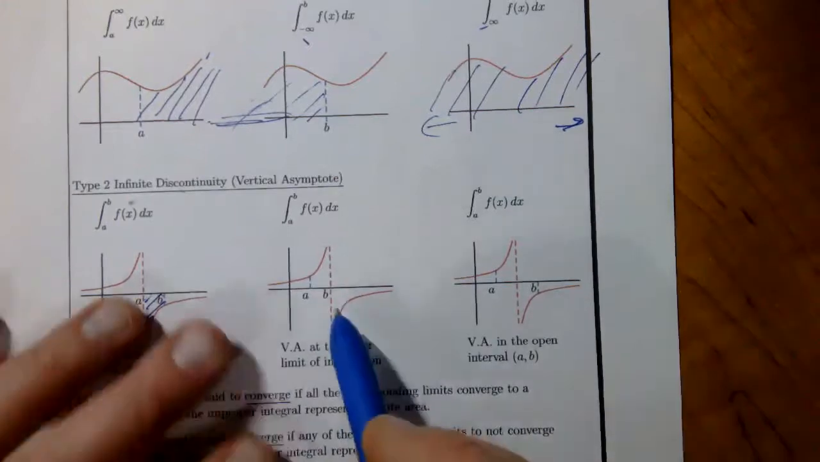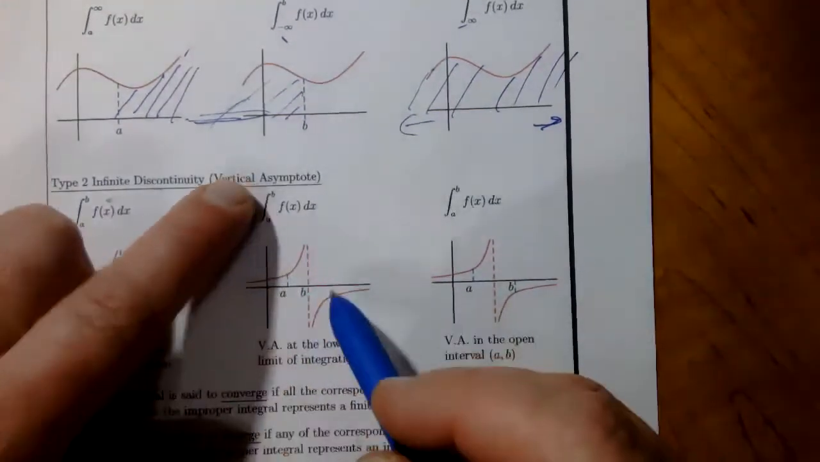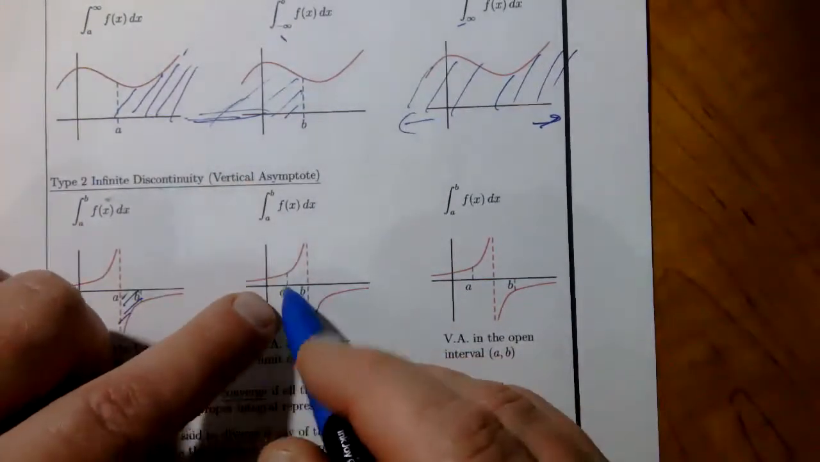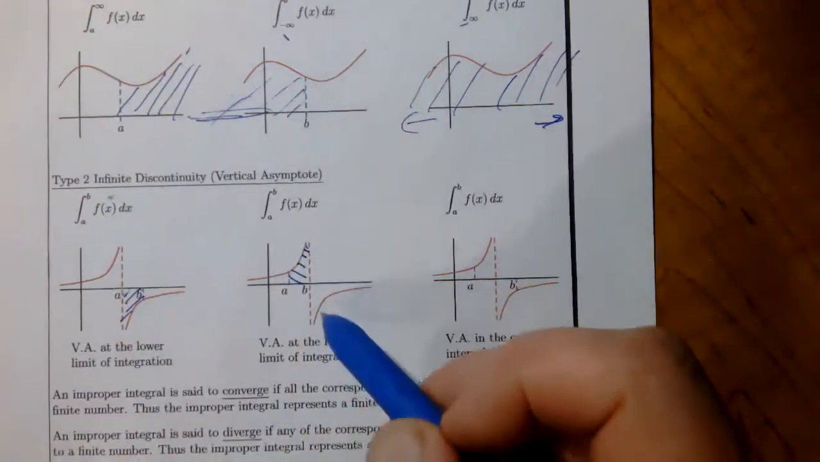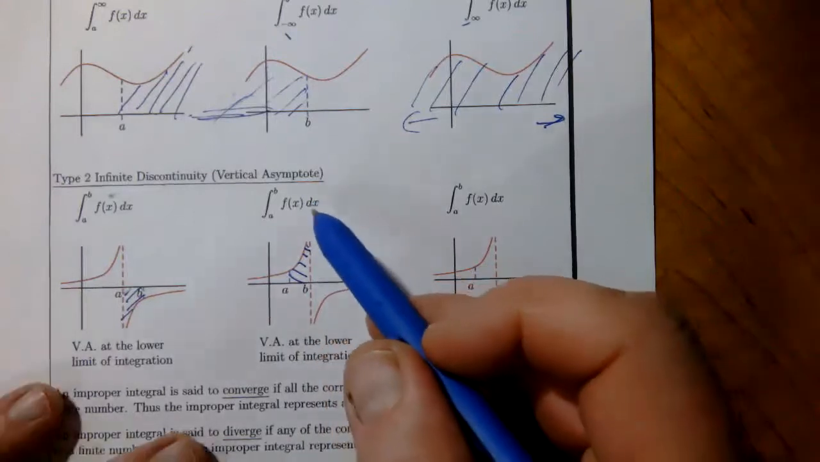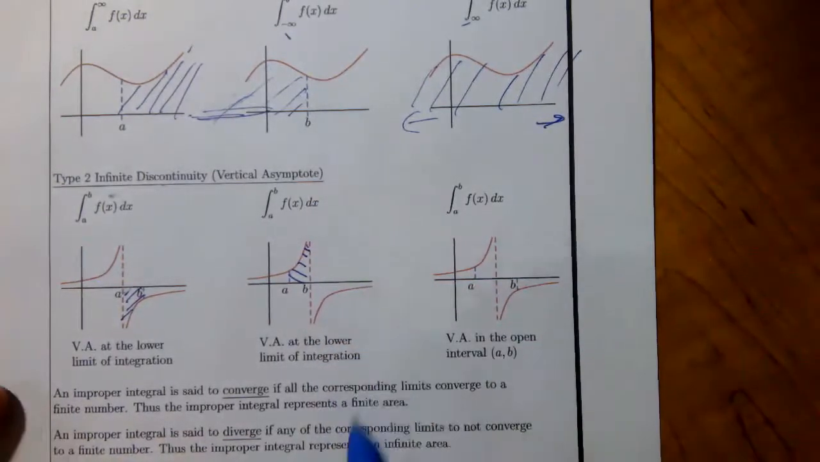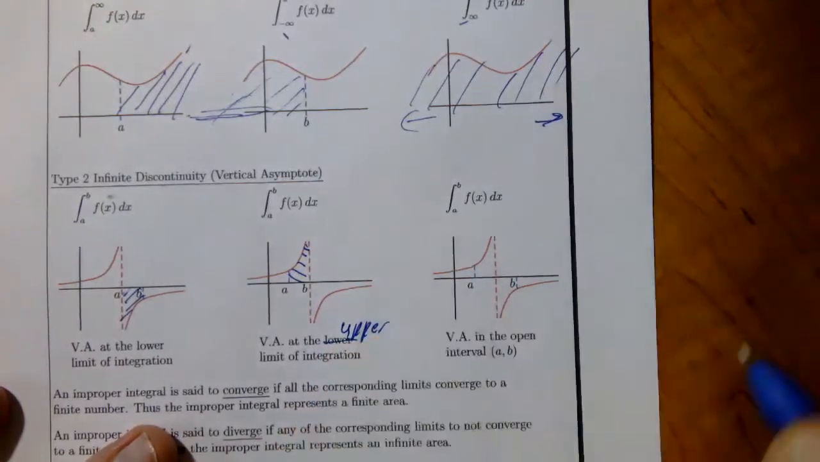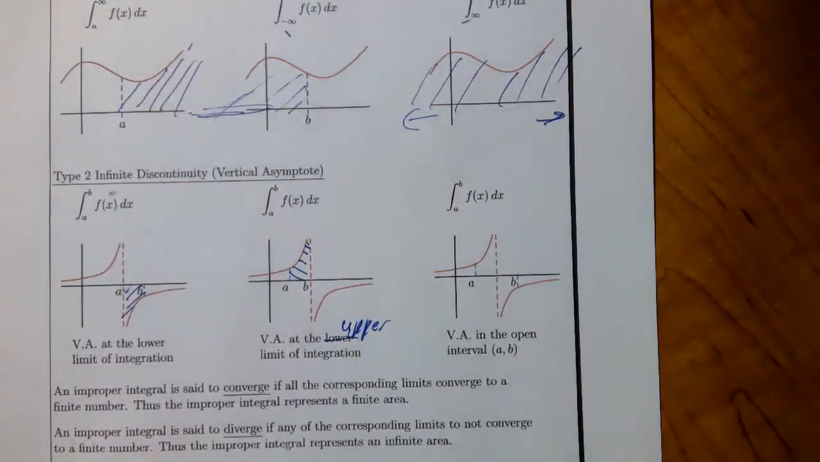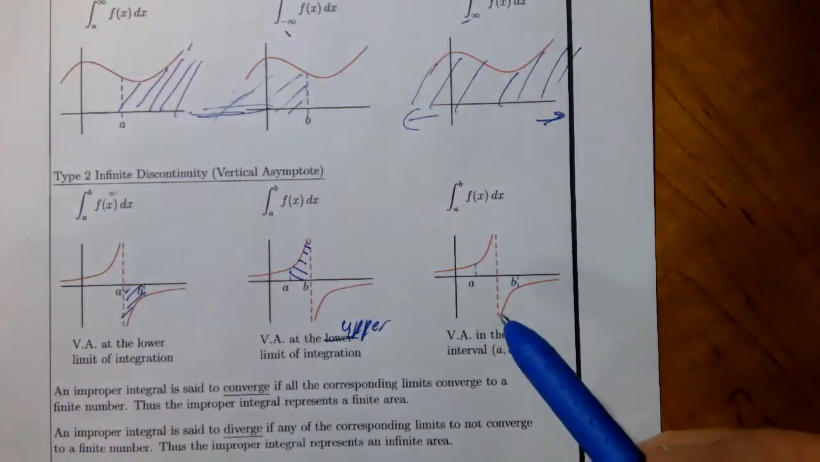We'll get there. Or you could have the upper bound be where your vertical asymptote is. So in this case, you're going from A all the way to B. But again, I can't actually plug in B because the function doesn't exist there. There's a vertical asymptote at the upper limit of integration. Or you could have it somewhere in the middle.